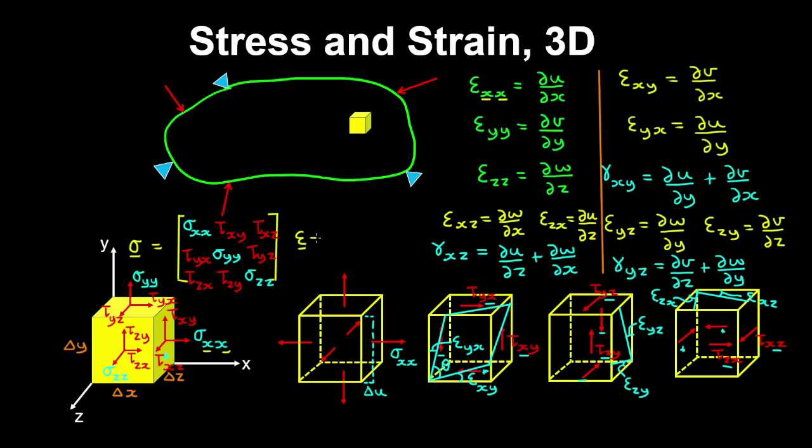And the strain tensor can be written in a similar way. So corresponding to the axial stresses, we have the axial strains on the diagonals. And corresponding to the shear stresses, we have the shear strains. And I'll just remove this arrow to make space. And note that the complementary shear stresses and shear strains will be equal to each other for a body that's not subjected to couples. So for example, tau xy is equal to tau yx.